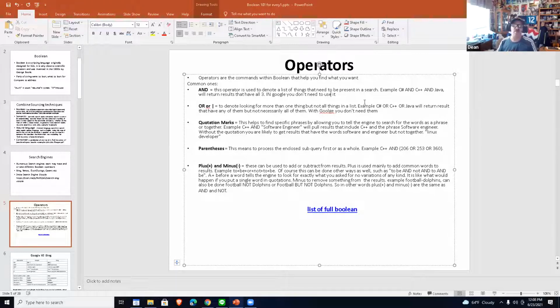Quotation marks are basically telling it to make sure these words are together. So software engineer, if you don't put software engineer in quotes, you're going to get people that have the word software and the word engineer, but they're not going to be near each other necessarily. That doesn't mean they are a software engineer. They could have taken a software class and be a mechanical engineer. You just don't know. You have to put them in quotes to ensure you're getting exactly what you want.